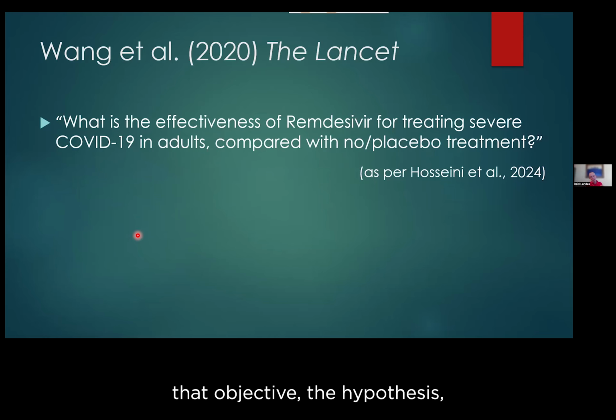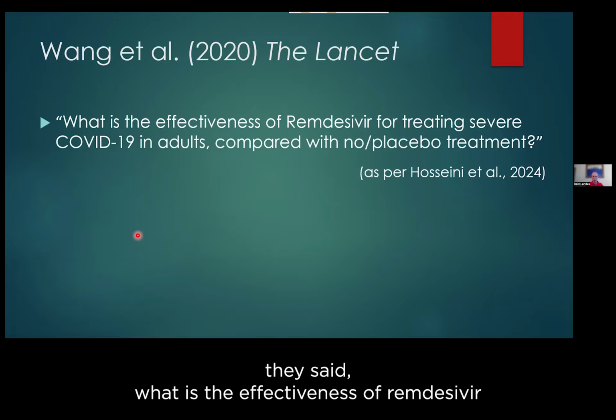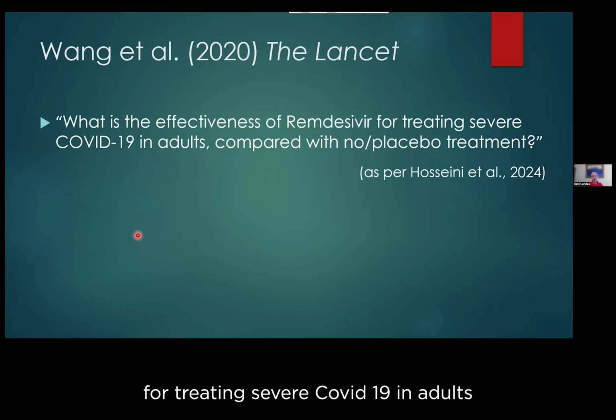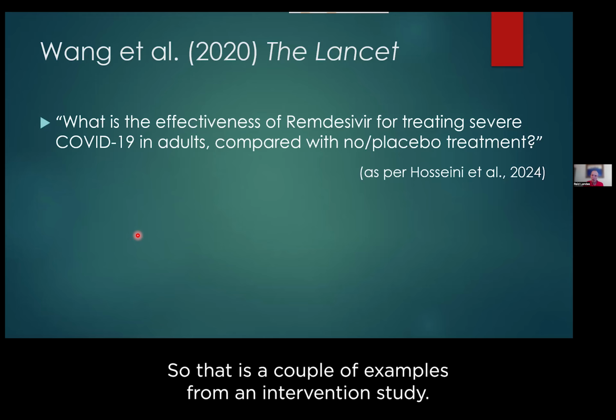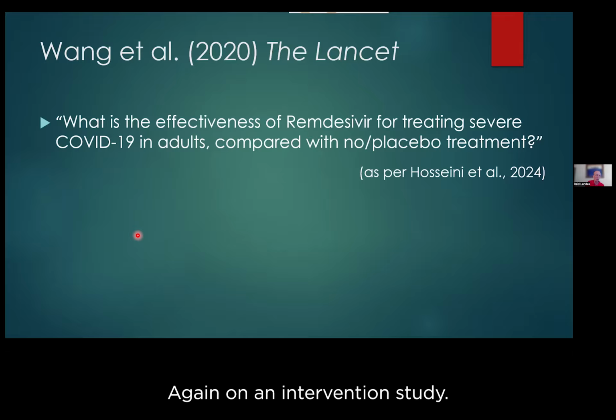So that objective, that hypothesis, that brief description can be put into a study question. And as per Hosseini et al., they said, what is the effectiveness of remdesivir for treating severe COVID-19 in adults compared with no or placebo treatment? There, a nice, concise study question. All right, so that is a couple of examples from an intervention study. Again, on an intervention study, the framework is PICO: population, intervention, comparator, and outcome.